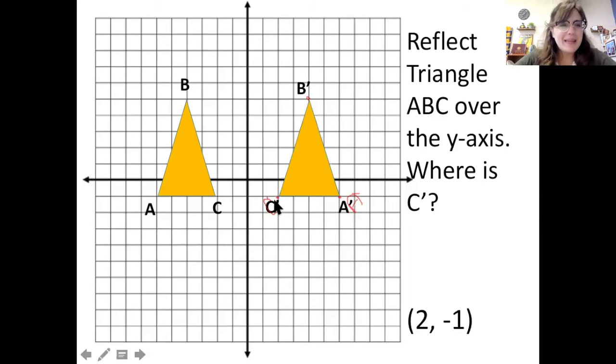Okay, there it is. All right, so where is C prime? C prime is at 1, 2, -1.